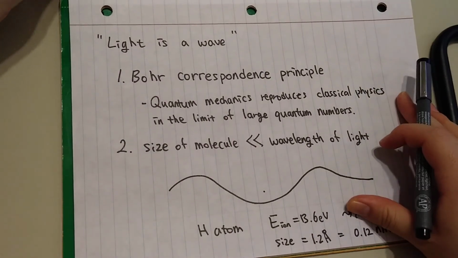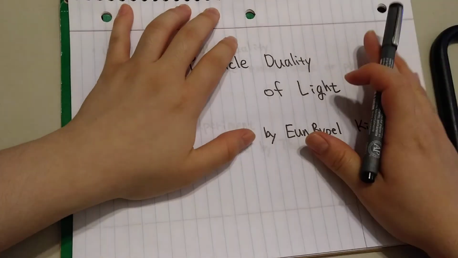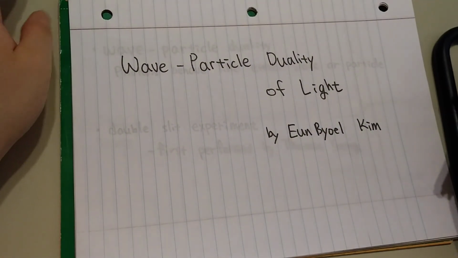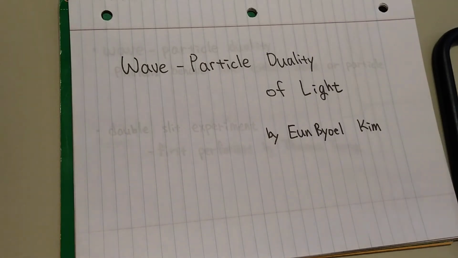So in this video, we've covered the wave-particle duality of light. And from now on, we will treat light as a wave. However, don't forget that light can also behave like a particle.